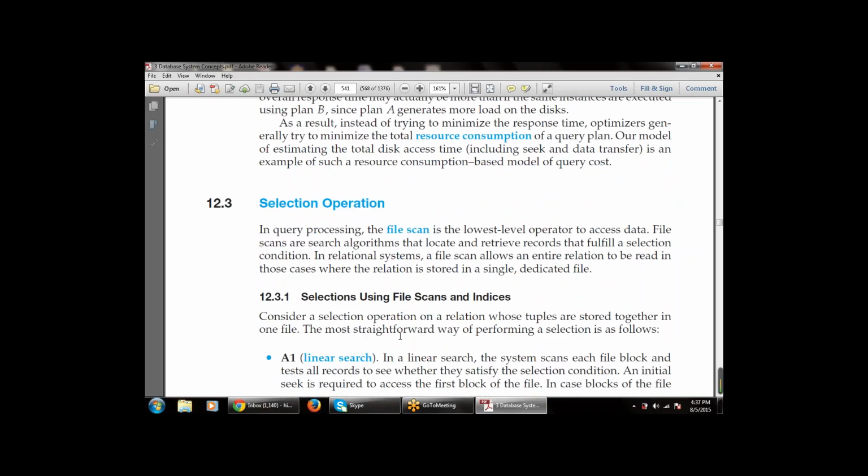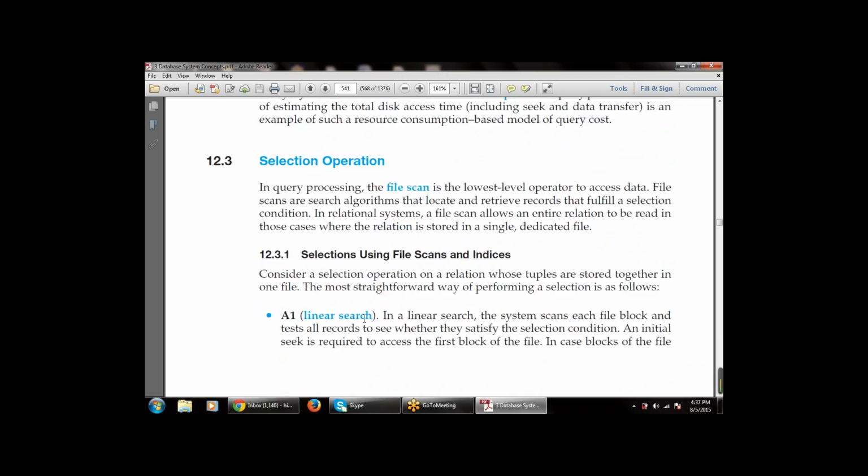Then how do we select using the file scan and the indices? What are the various methods that will be used to scan the files? There are multiple methods, multiple indices that are used. First is A1, a linear search, that is a search used for counting the records in a sequential way, or finding the records in a database system.